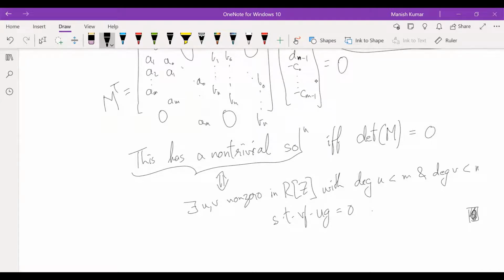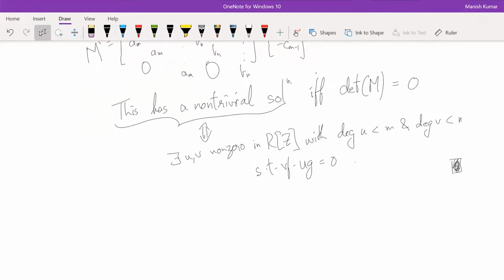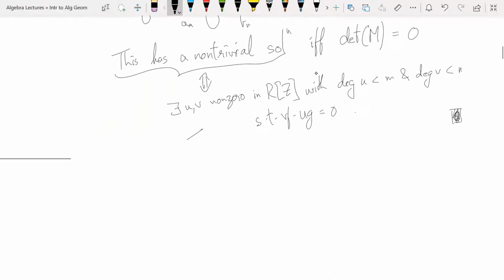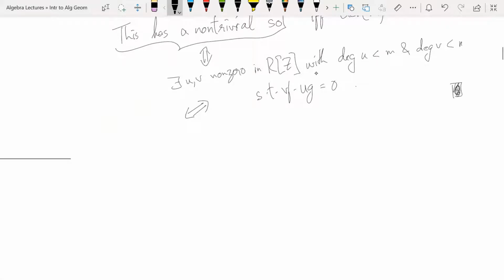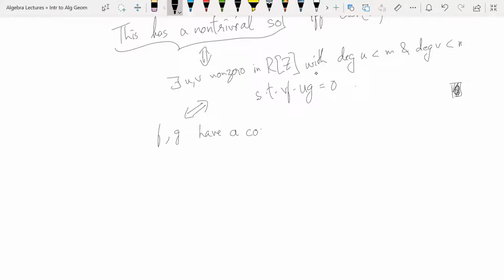So we have shown that these two are equivalent, and this, remember, was equivalent to saying that we began with this. So this is equivalent to saying F and G have a common non-trivial factor.